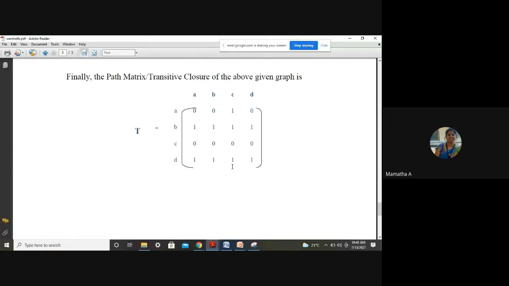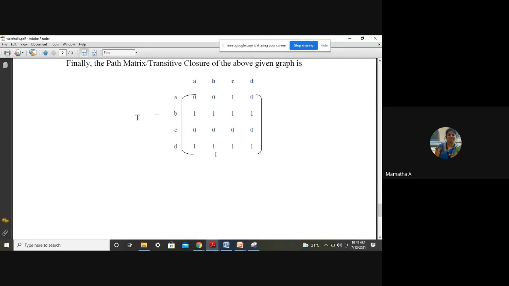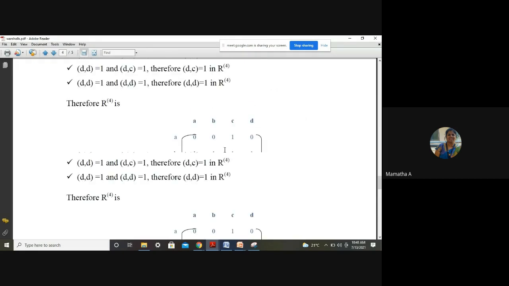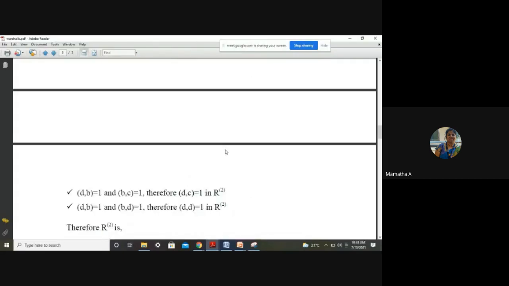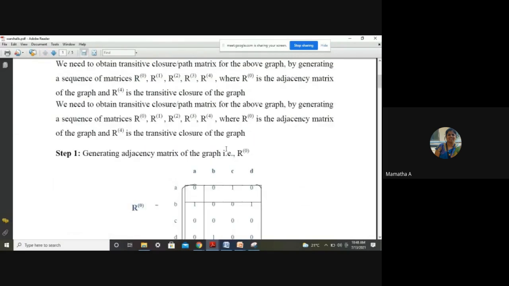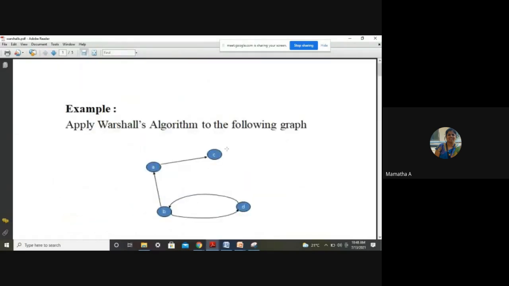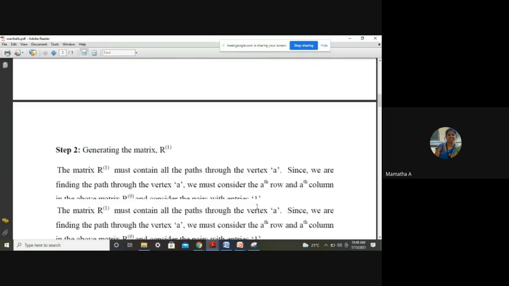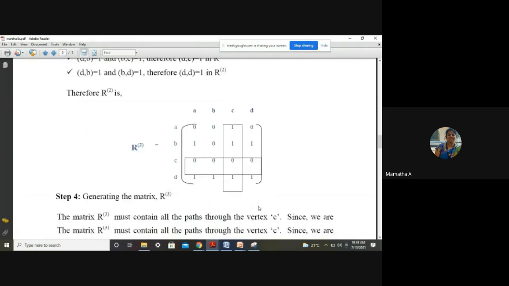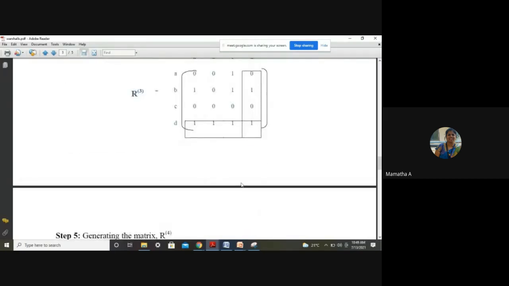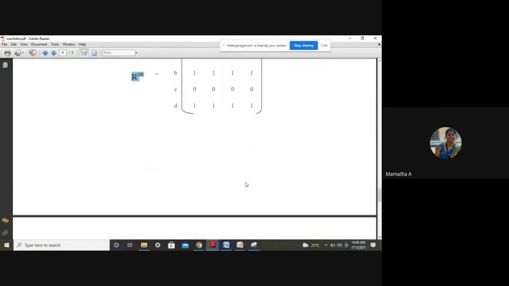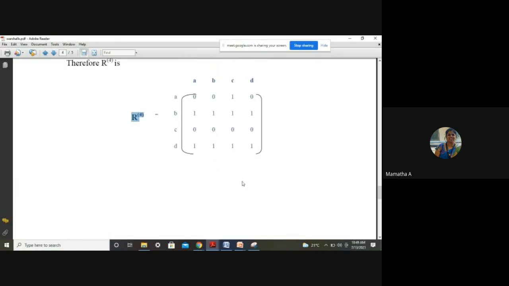You can easily check again, go back and check manually whether your answer is correct, looking at the graph. Right? So you can check from A, what are all the paths existing? From B, what are all the paths? C, what are all the paths? D, what are all the paths? Do I get the same result here? There only you can check whether your answer is correct or wrong. Hope you are all getting it, students.